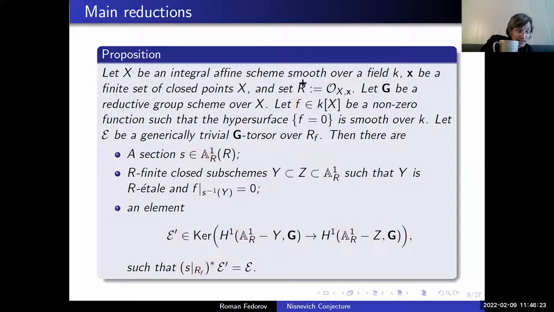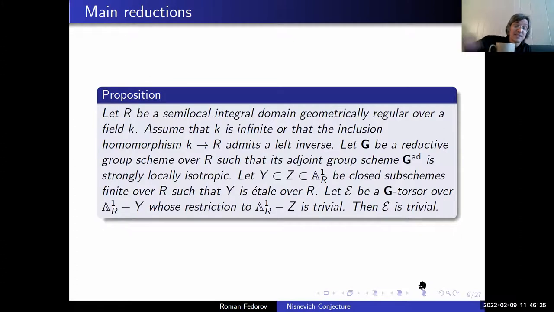So the main ingredient is the following, the second part, saying that in this situation, this E prime, which is now renamed to E, is actually trivial. So if you have a G torsor over A^1_R minus Y, if it's trivial away from Z, then it is actually trivial. And that's what I'm going to explain in the next maybe 15 minutes.